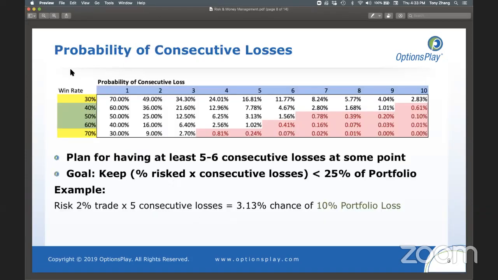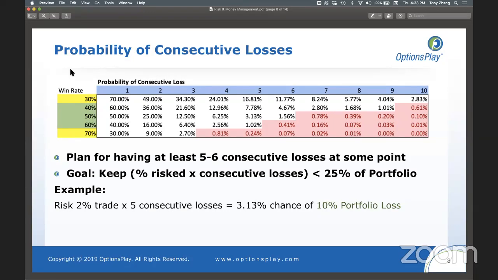So with that, what I want to talk about is the probability of having consecutive losses. We've talked about how much you're willing to risk per trade. So what if you have 5 losing trades or 10 losing trades? What is the probability of that actually happening?